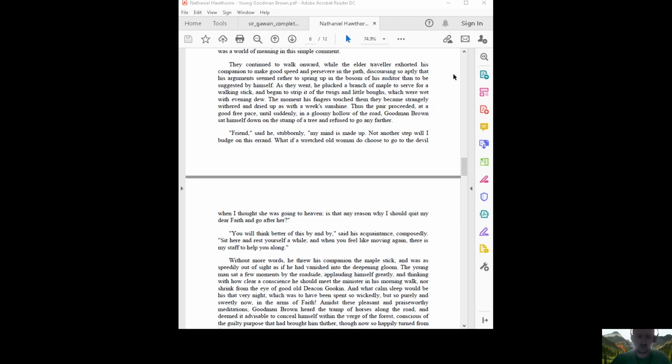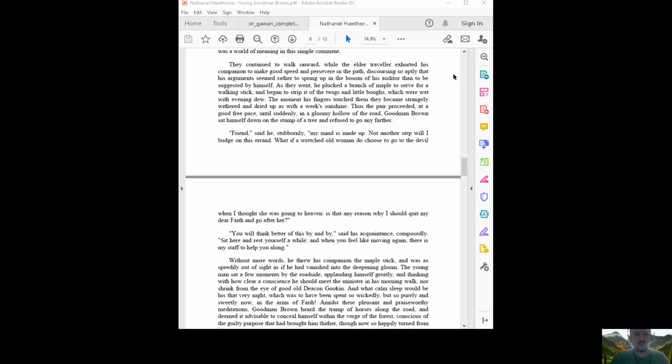So not only does the Satan guy look like an older version of him, but young Goodman Brown is getting a walking stick of his own, kind of resembling the old man more with his staff. It's not a snake, but some parallels there.